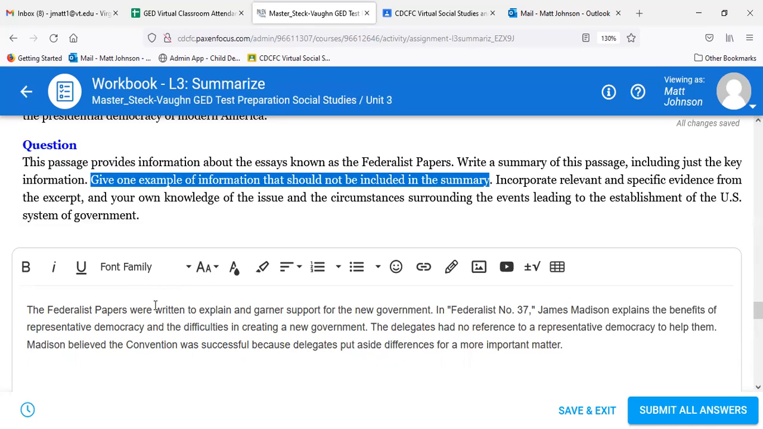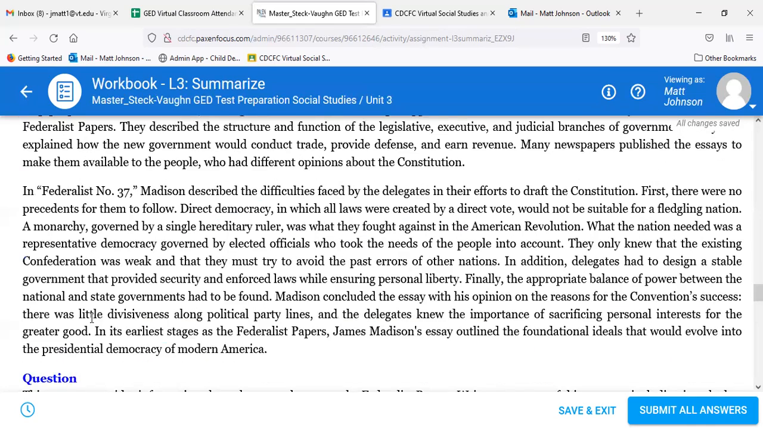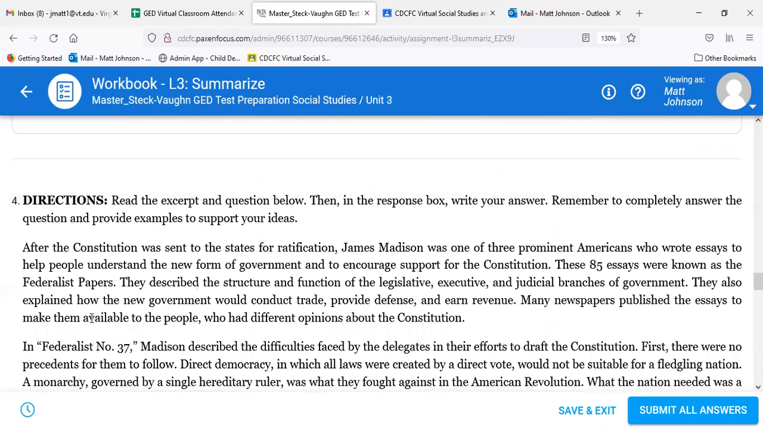I use the last sentence in the first paragraph as mine. Last sentence: many newspapers publish the essays to make them available to the people. Yeah, that's perfect. That's not relevant, right? Same thing like these, like 85 essays. That would also be a minor detail, not relevant, not part of the big picture, but we could put that in there.